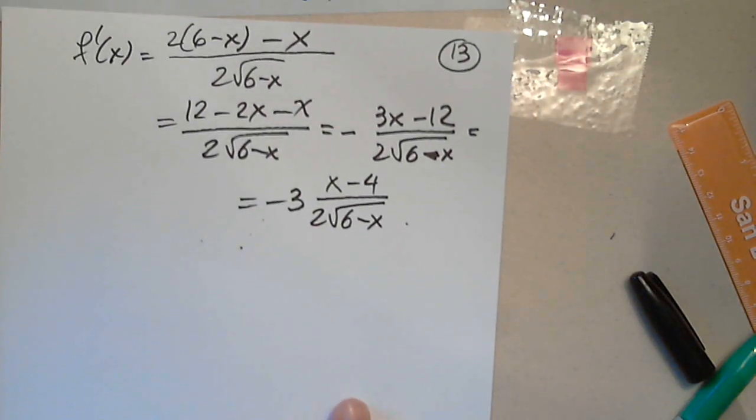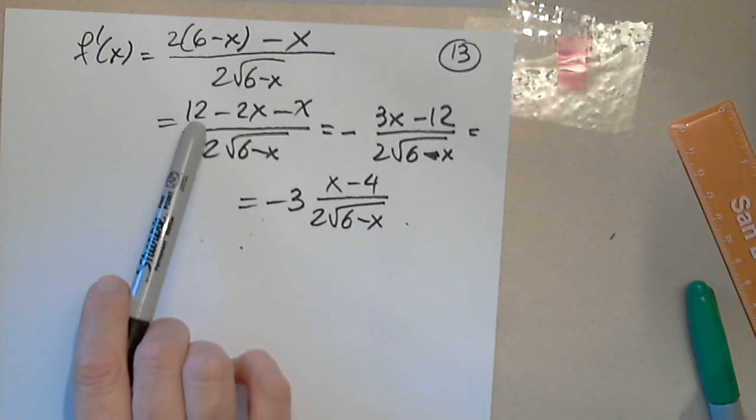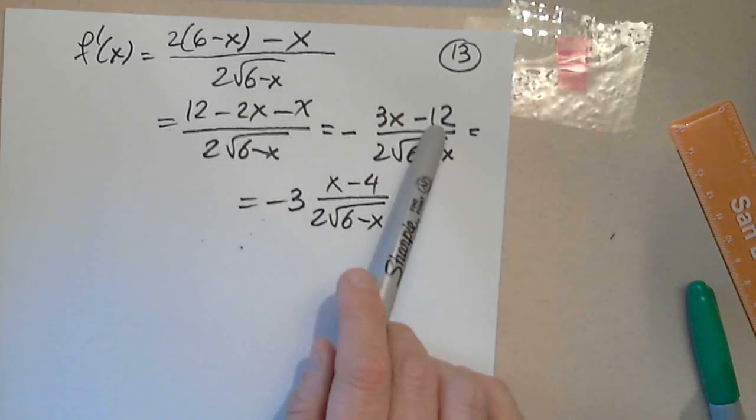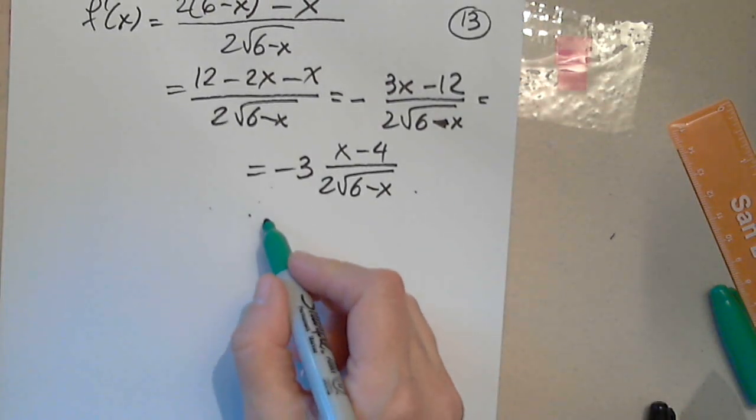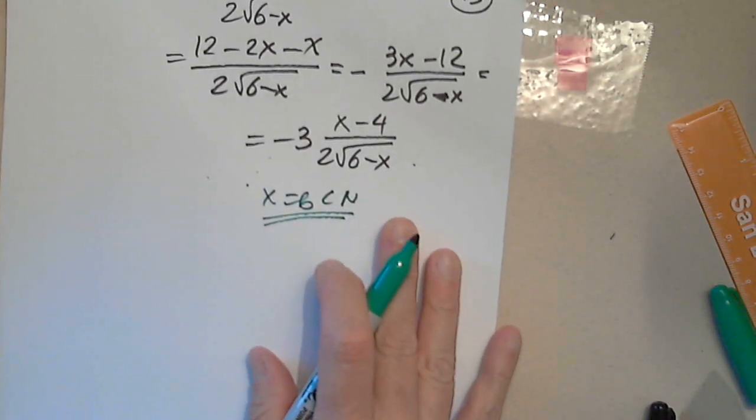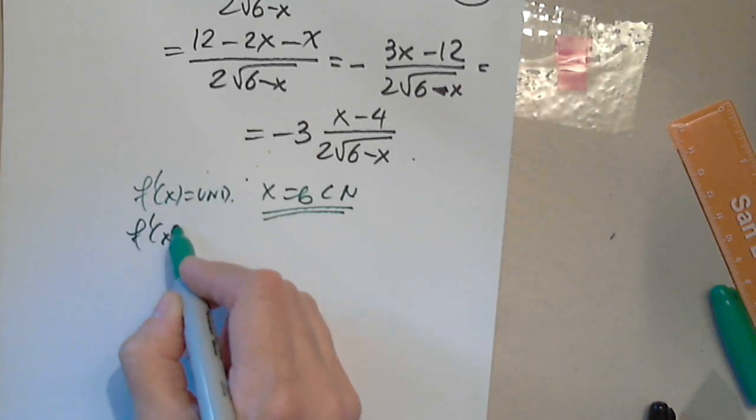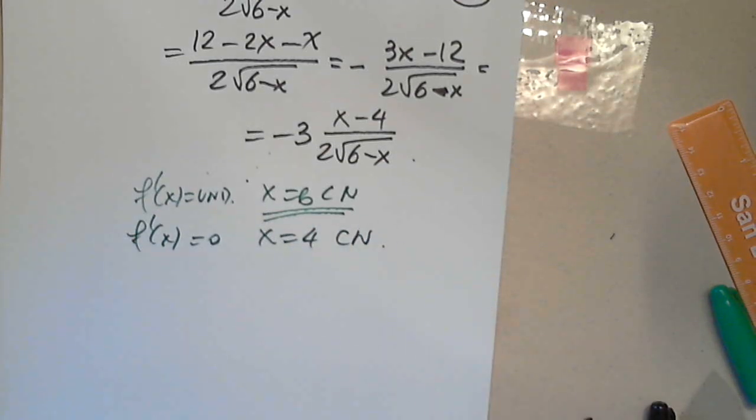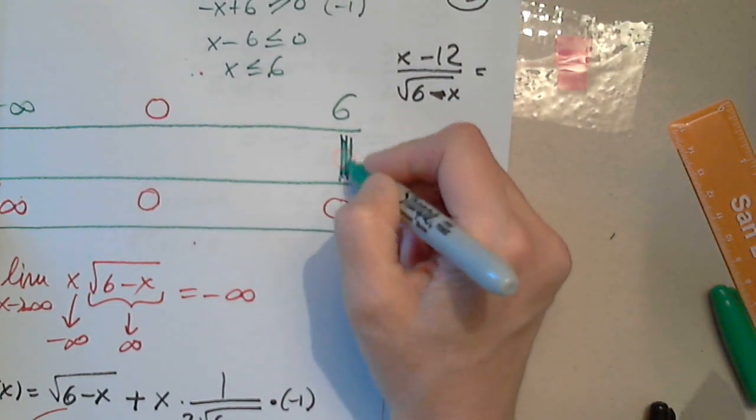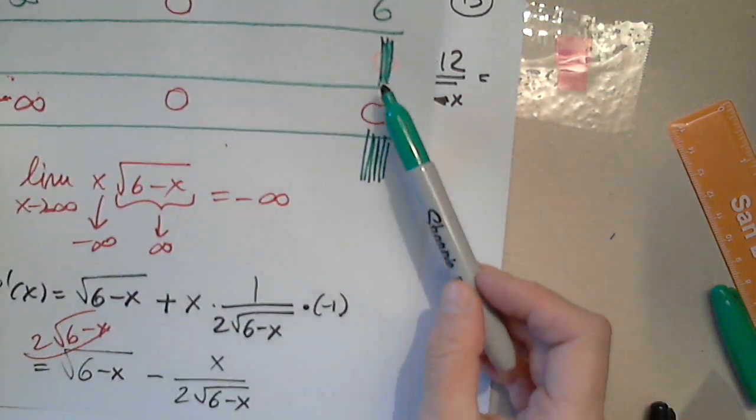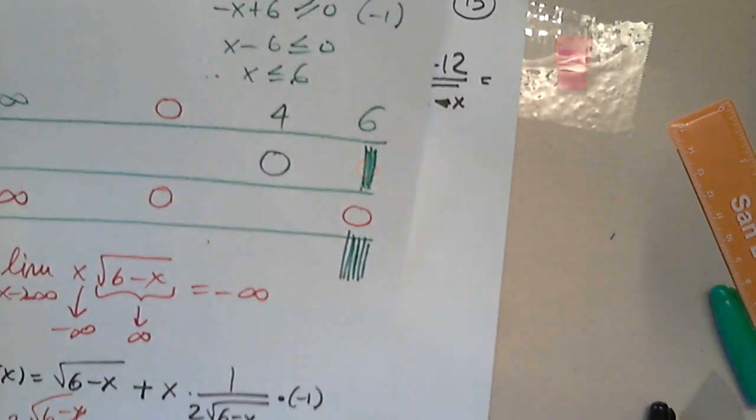Let me check. What did I forget now? I hope nothing. That is correct. 12 minus 2x minus x is negative 3x plus 12. Okay. Then I see two things here, two critical numbers. x equals 6 is a critical number because the function is undefined, f prime being undefined. And from f prime of x being 0, I get x equals 4, which is another critical number. So the first derivative does not exist at 6. And at 4, the first derivative is 0.